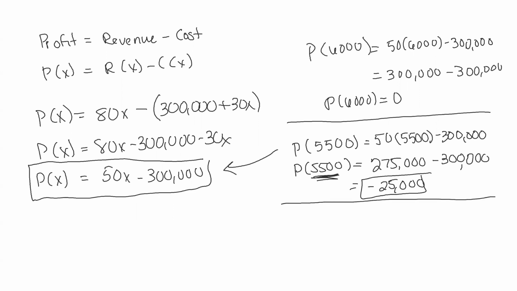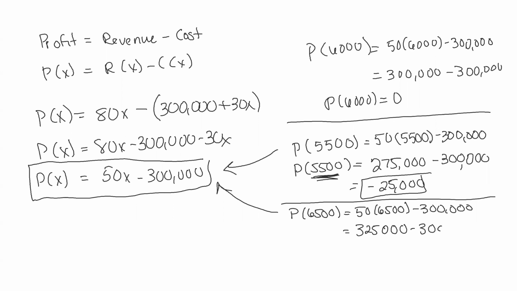But let's look at a number greater than 6,000. Let's say we sold 6,500 pairs of shoes. So again, we're plugging that into the profit function. We would get 50 times 6,500 minus 300,000. So let's see what 50 times 6,500 is. So 50 times 6,500 is 325,000. We then subtract 300,000. And we can see here, if we sell more than 6,000 pairs of shoes, we have made a profit. In this case, we made a profit of $25,000.